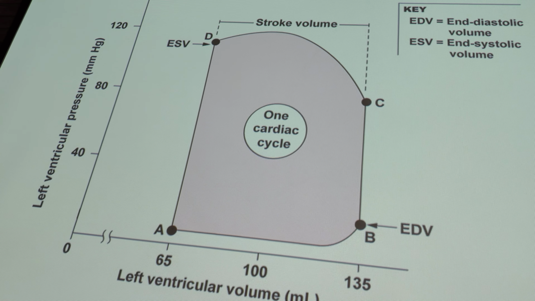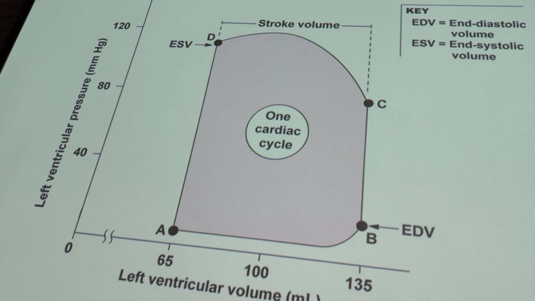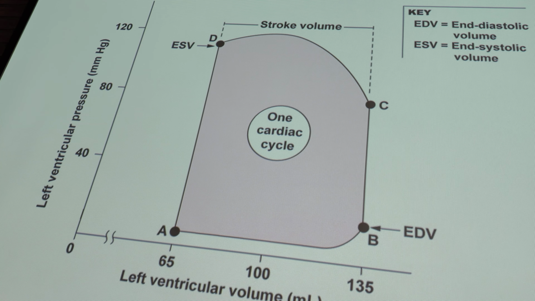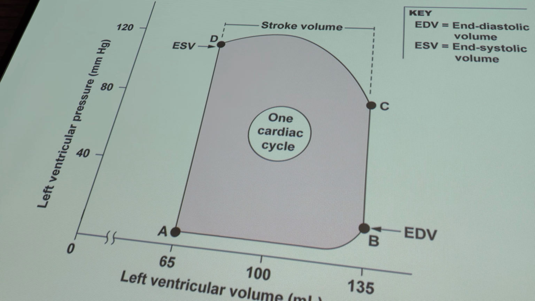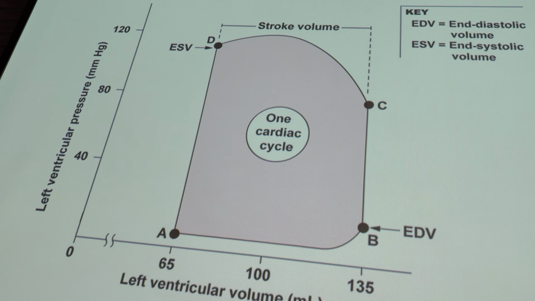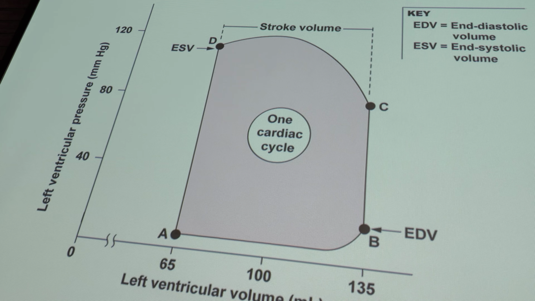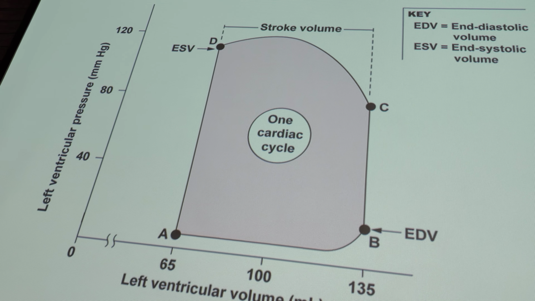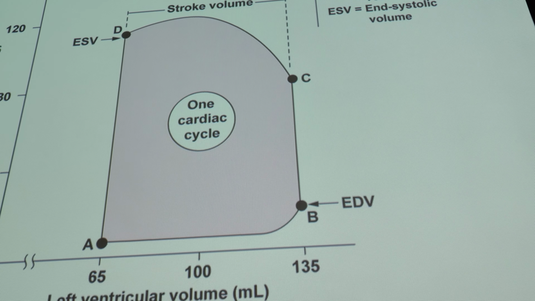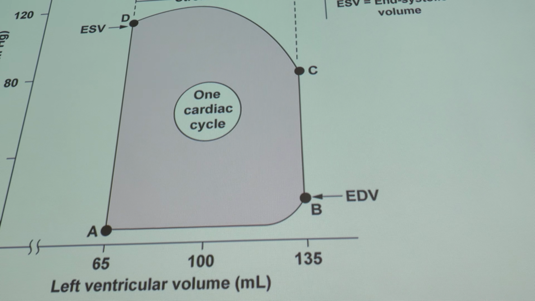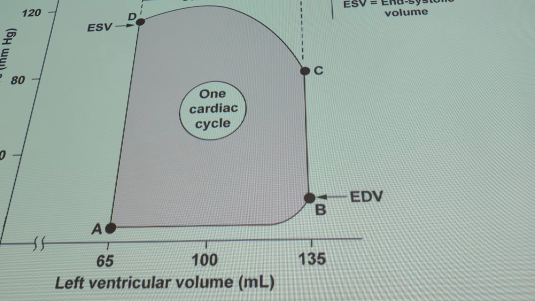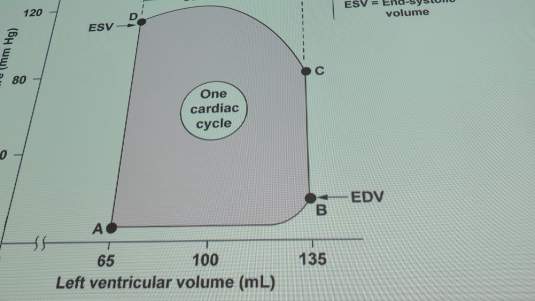SA node, AV node, conducting system, Purkinje fibers, bundle branches. These are the conducting system. SA node, AV node, Purkinje fibers are part of the conducting system. So, from the cervical ganglia, which are part of the sympathetic system, nerve fibers coming into the heart, both in atrial and the ventricle.